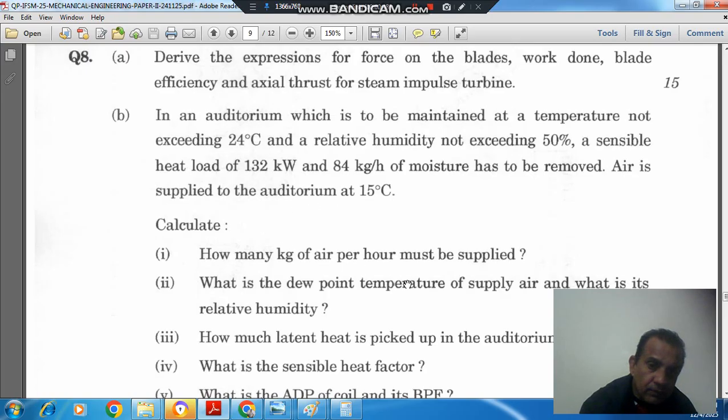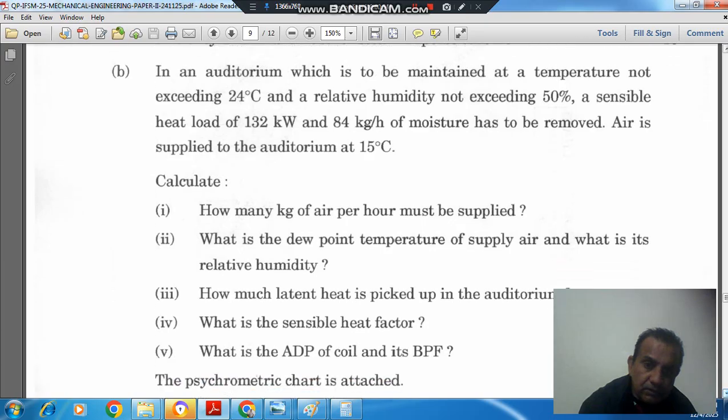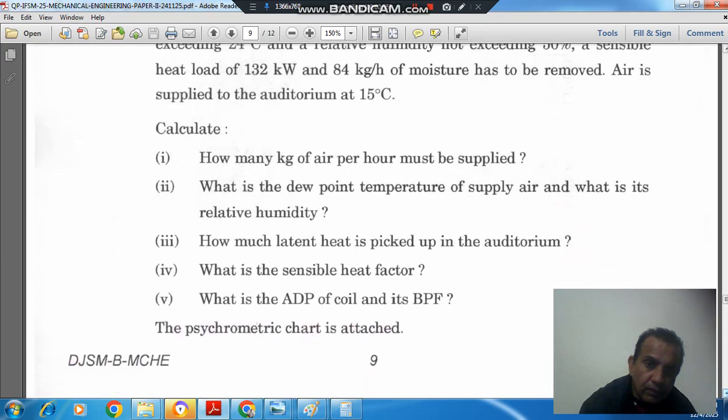Calculate: 1. How many kilogram of air per hour must be supplied? 2. What is the dew point temperature of supply air and what is its relative humidity? 3. How much latent heat is picked up in the auditorium? 4. What is the sensible heat factor? 5. What is the ADP of coil and its bypass factor? The psychrometric chart is attached.